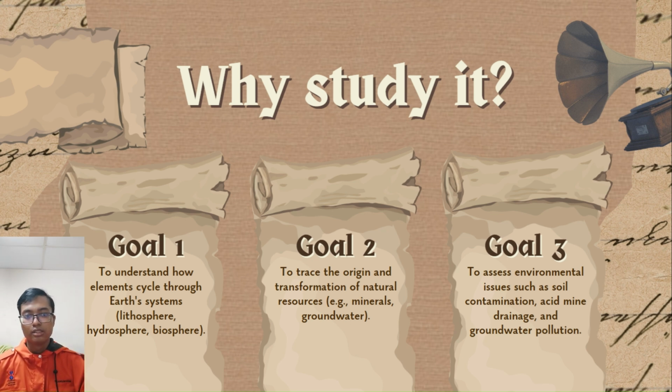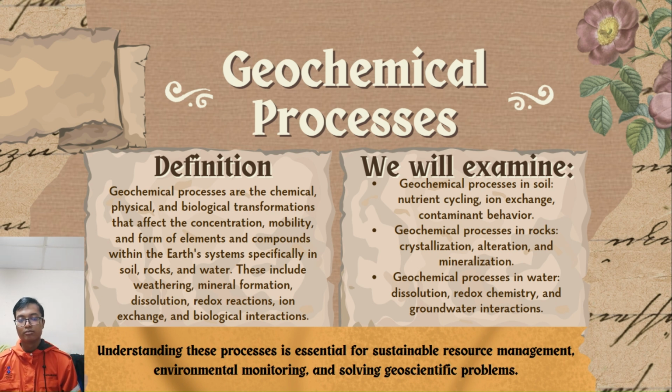So next, we finally arrive at the geochemical processes. First, I will tell you the definition of geochemical processes. Geochemical processes are the chemical, physical, and biological transformations that affect the concentration, mobility, and form of elements and compounds within the Earth, specifically in the soils, rocks, and water. This includes processes such as weathering, mineral formation, dissolution, and redox reactions, and many more, also biological interaction.